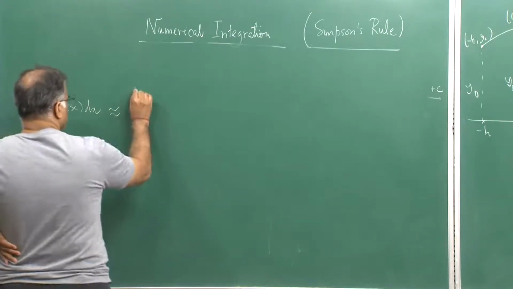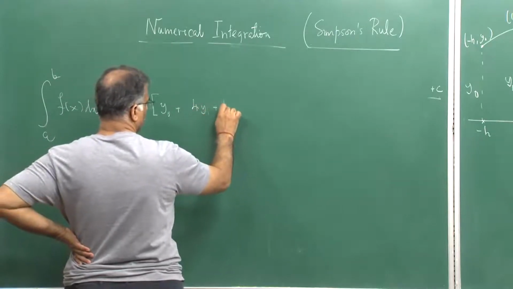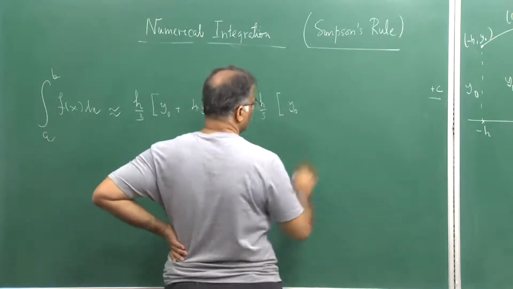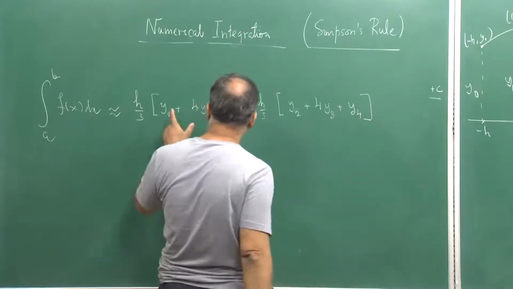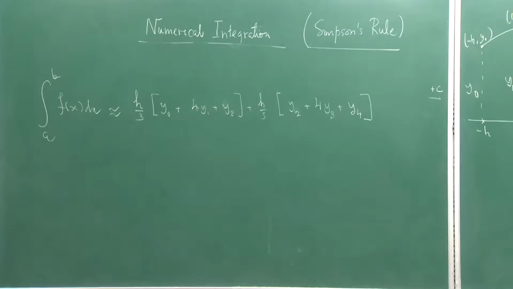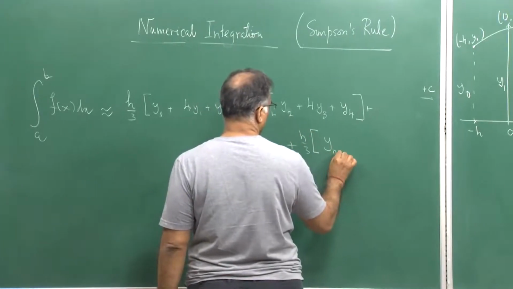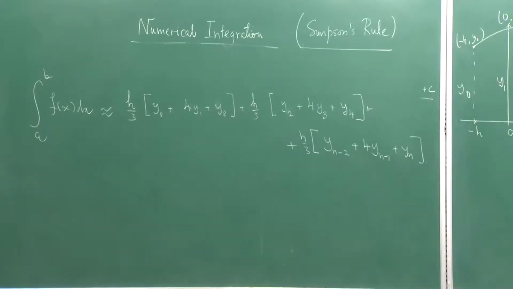The first one gives me h by 3 times y0 plus 4 y1 plus y2. The second one will give me h by 3 times y2 plus 4 y3 plus y4. So, the first points are 0, 1, 2, then 2, 3, 4, then 4, 5, 6 and so forth, and it continues. The last one would give me h by 3 times y n minus 2 plus 4 y n minus 1 plus y n. If I sum them up, it gives me a very beautiful symmetric thing, because you see, y2 lands up twice.